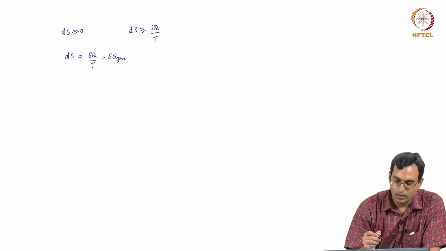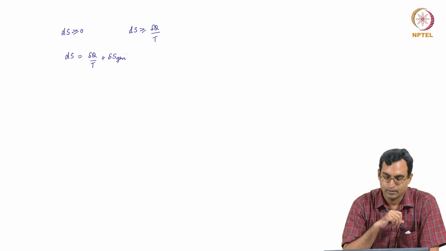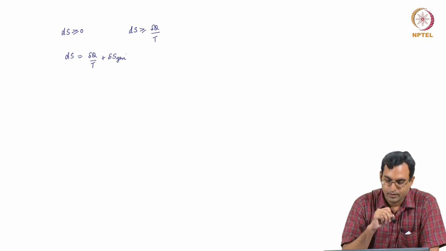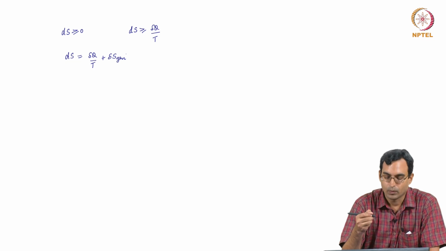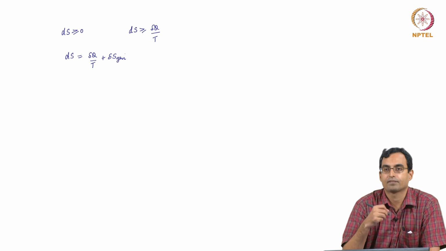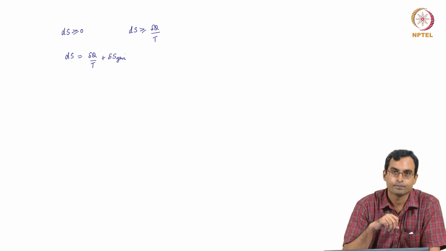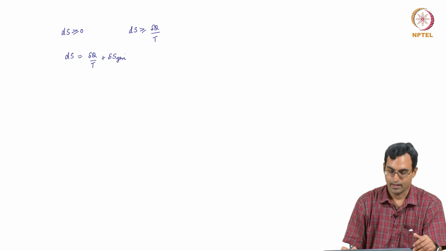So, what we can also see is what happens where you have, for example, a process where you are trying to get work. How does this irreversibility affect the amount of work which you can get? That is something which we are going to look at now.